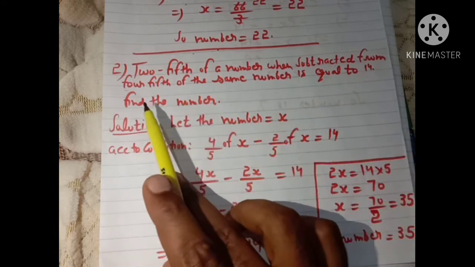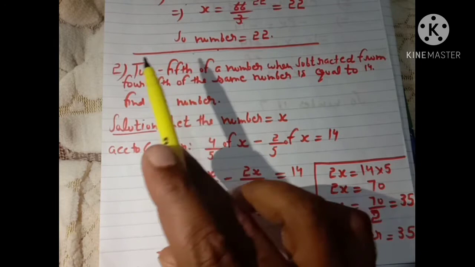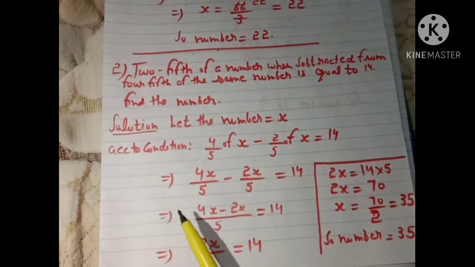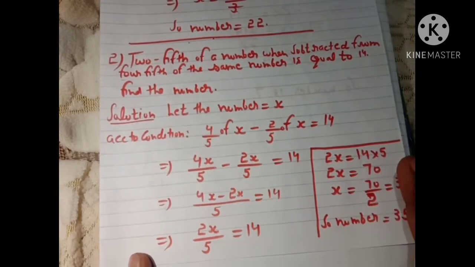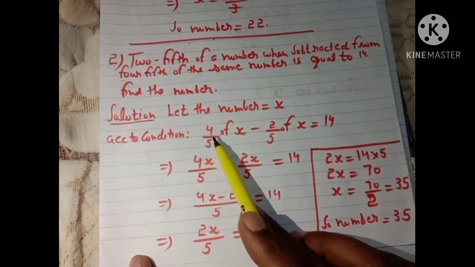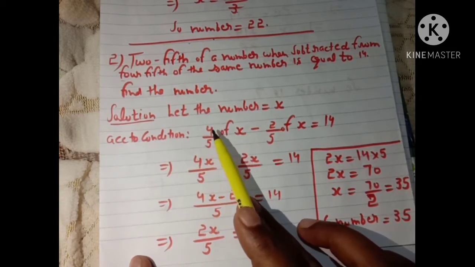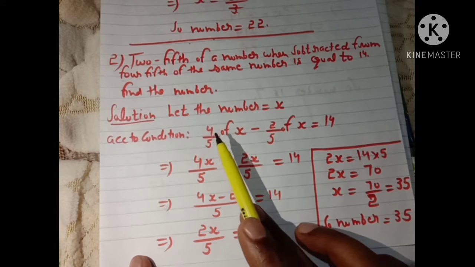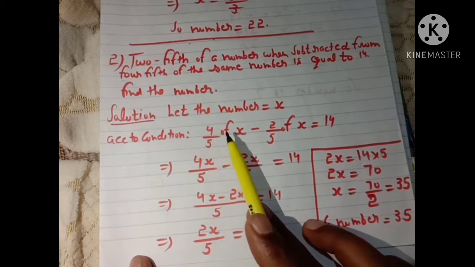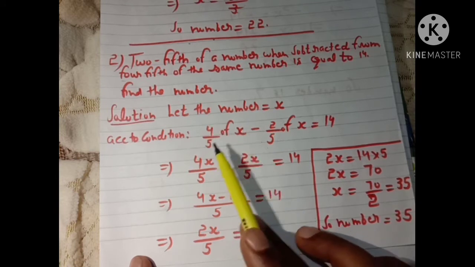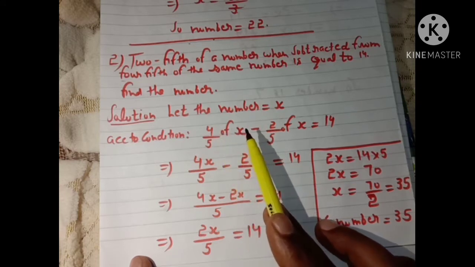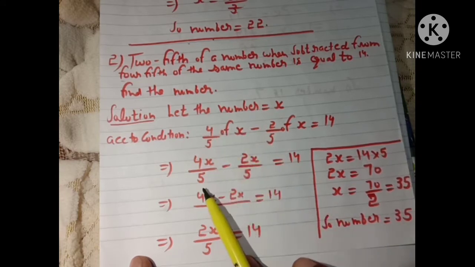So first of all we have to write down this 4/5, and from here we have to subtract this 2/5. I hope this is clear to you. Now you can see how we can write down this 4/5 of x: we have to multiply this 4 by 5 with this x. So it will become 4 by 5 of x, meaning 4 multiplied by x over 5. So 4 multiplied by x will become 4x over 5.